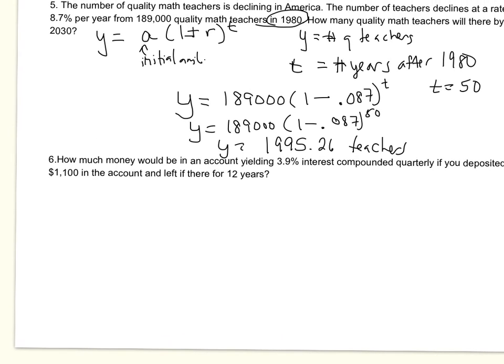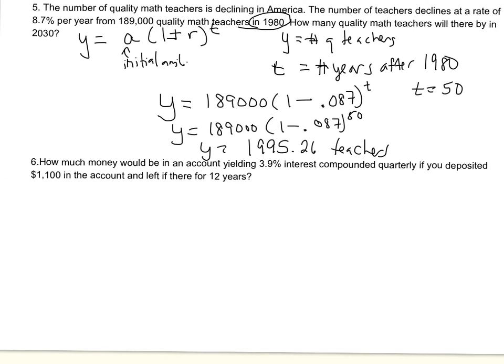Alright, the last one talks about compound interest, which was a different formula, another one you should probably have for your exam. The compound interest formula said the amount in the account is equal to the principal times 1 plus the rate over n, which is the number of times compounded in a year. So quarterly would be our n, to the nt.